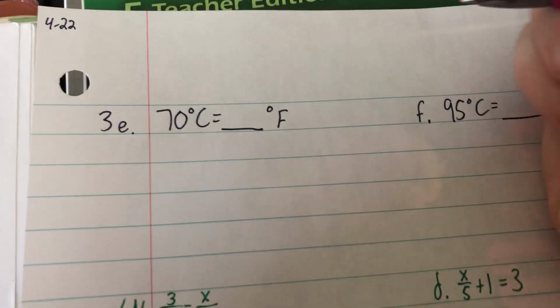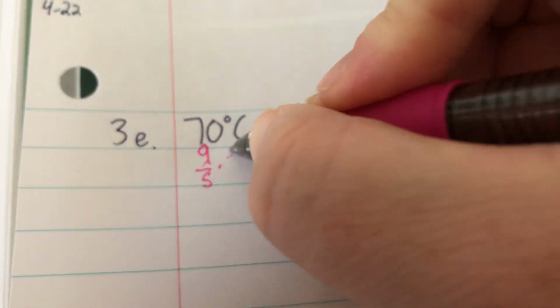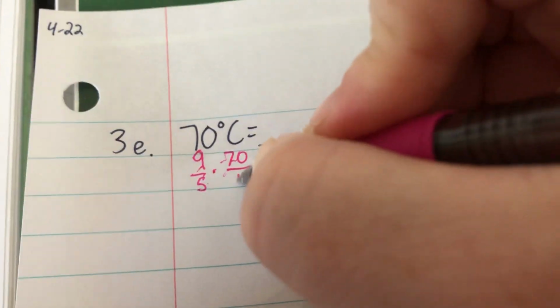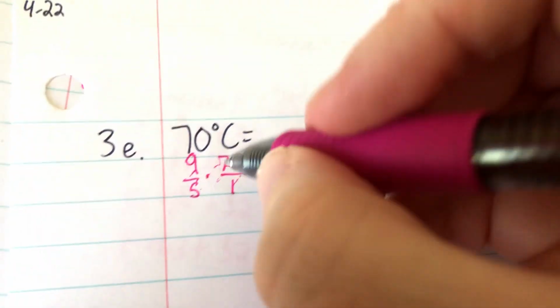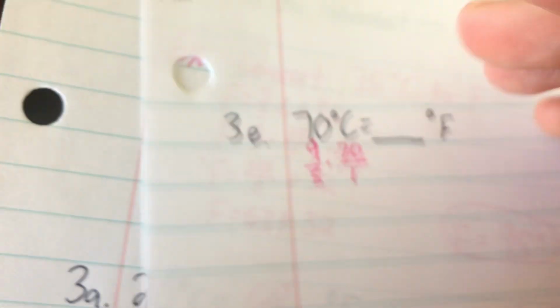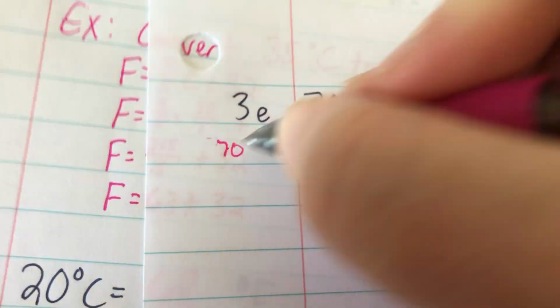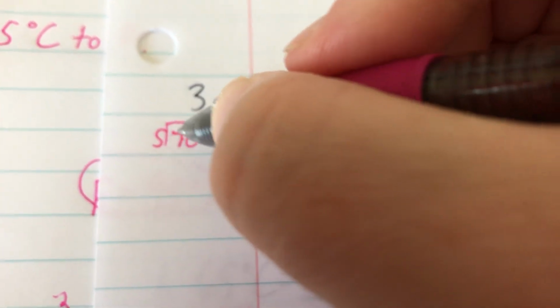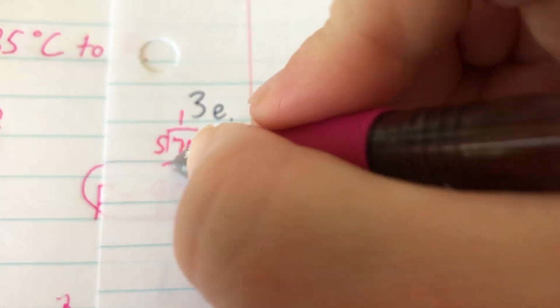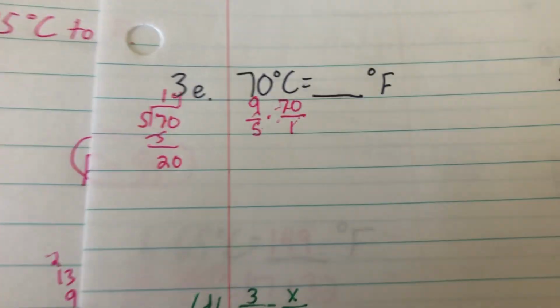On E, we have 70 degrees Celsius. So 9 over 5 times 70 over 1. We can simplify. 5 does go into 70. Let's see how many times. Sorry, getting more situated here. 5 into 7 one time. 5 minus 2. Bring down my 0. 5 into 20 4 times, so it's 14.